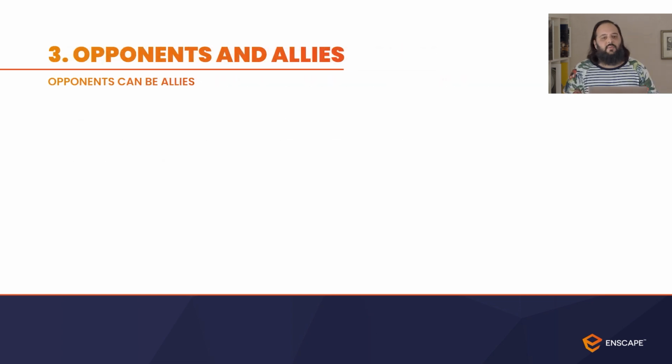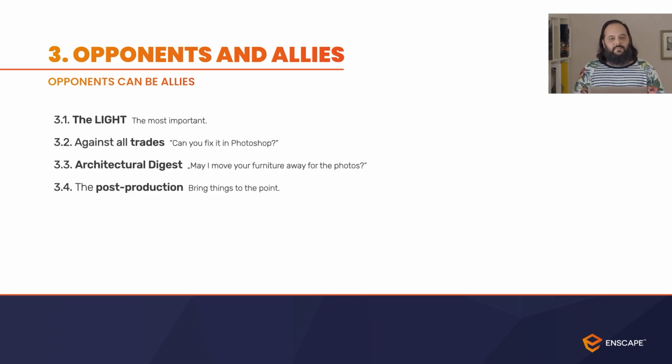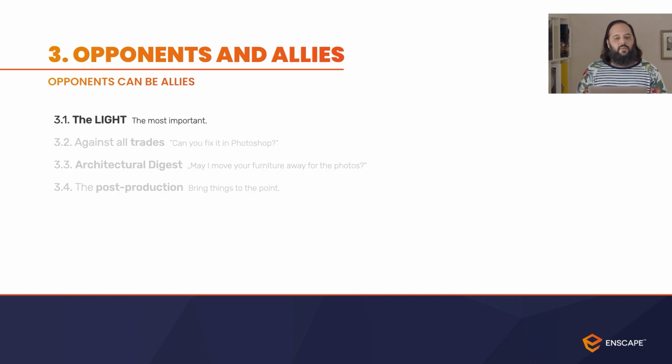Opponents and allies. Opponents can be allies. Let's talk about things which I have to plan laboriously and still hope for luck, partly, but still powerless to do. Things that you, as a modeler and visualizer, have all the power of the software to deal with. The light, the weather, architectural details, and the post-production. So let's start with the most important.